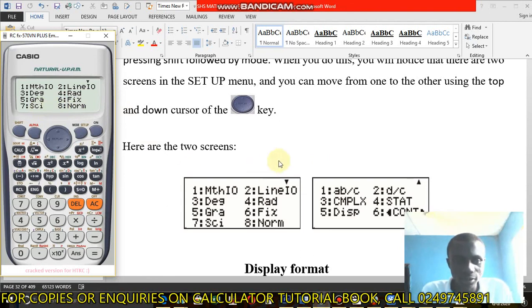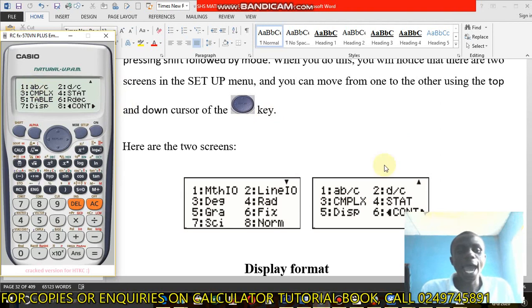Then number 7 is the scientific notation. We will be using that, and this is the normal mode. We will turn back to normal when we are coming from any other mode. Very good. So when you move to the next screen, that is what we see.